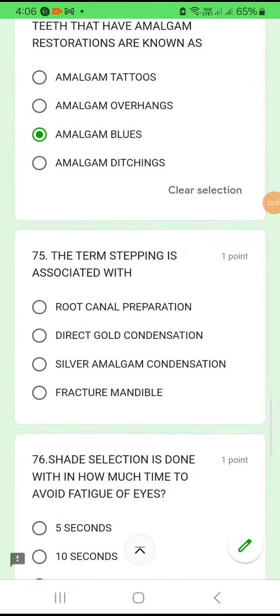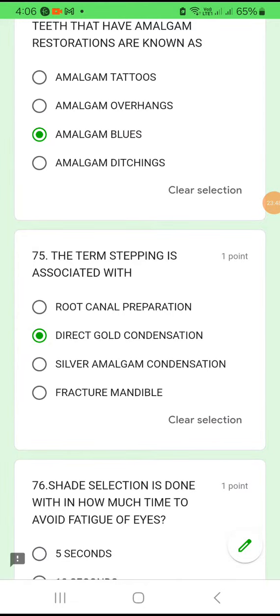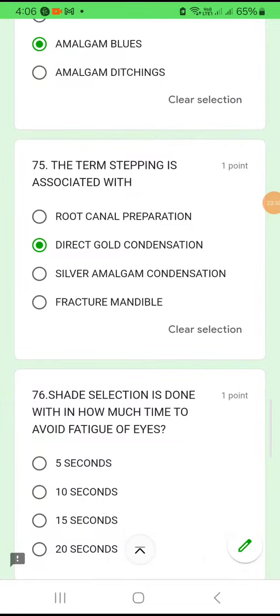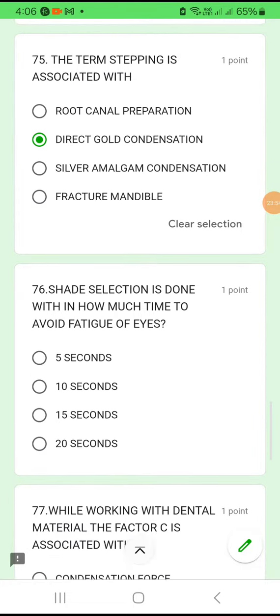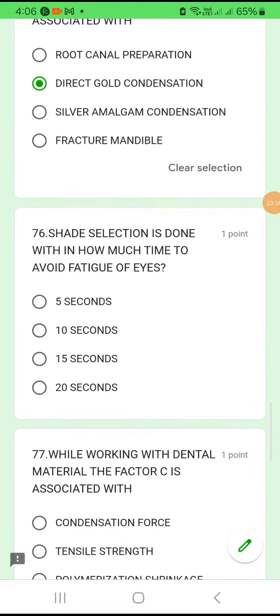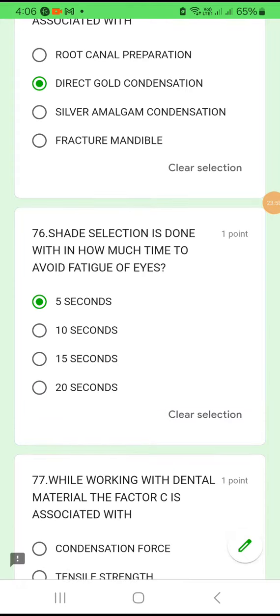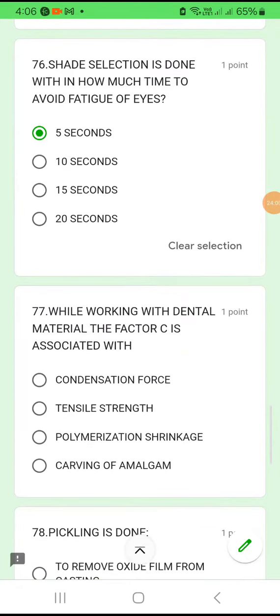Question number 75. The term stepping is associated with what type of preparation? Root canal preparation, direct gold condensation, silver amalgam condensation or fracture mandible. In case of direct gold condensation, we have learned stepping. 76. Shade selection is done in how much time to avoid fatigue of eyes? You have to do it in a very less amount of time. So 5 seconds.